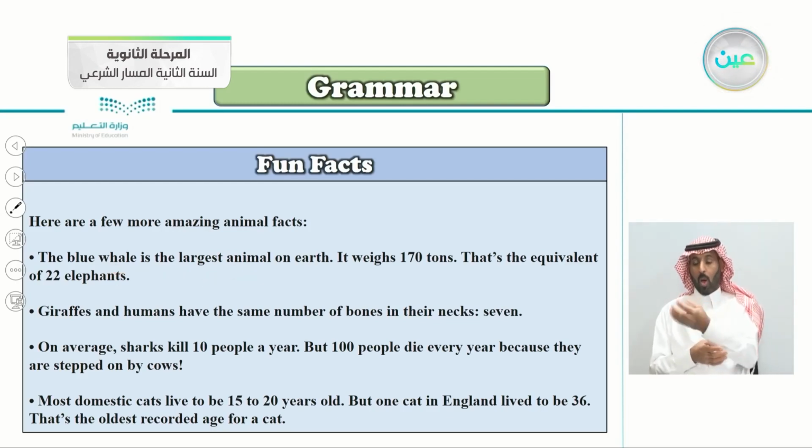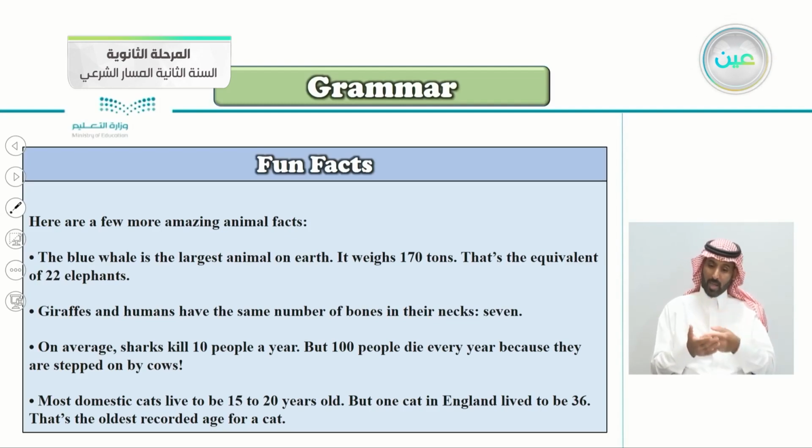It weighs 170 tons. That is the equivalent of 22 elephants. Giraffes and humans have the same number of bones in their necks, 7 bones, even though giraffes have longer, way longer necks. On average, sharks kill 10 people a year, but 100 people die every year because they are stepped on by cows. Most domestic cats live to be 15 to 20 years old, but one cat in England lived to be 36. That's the oldest recorded age for a cat.